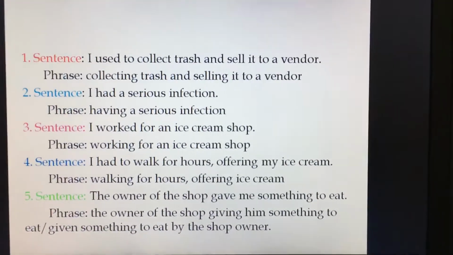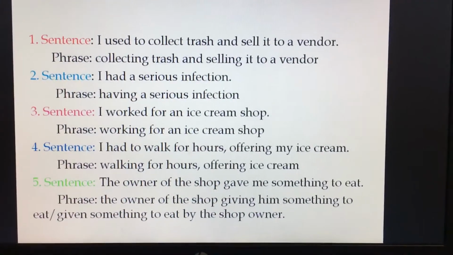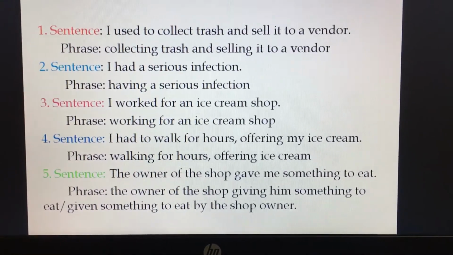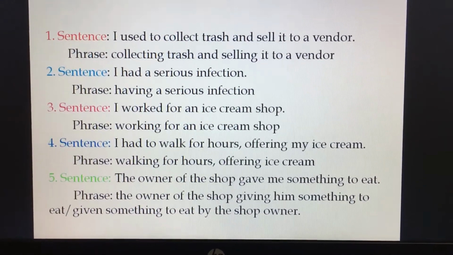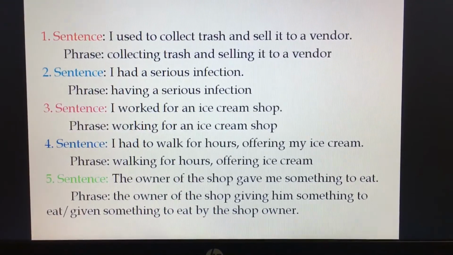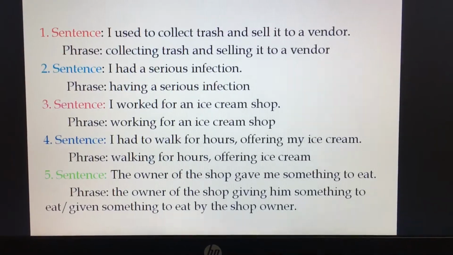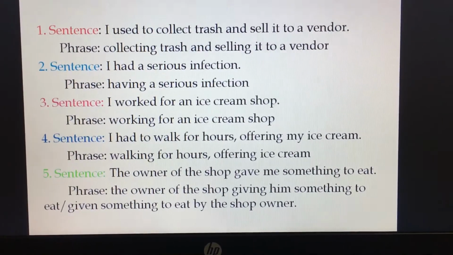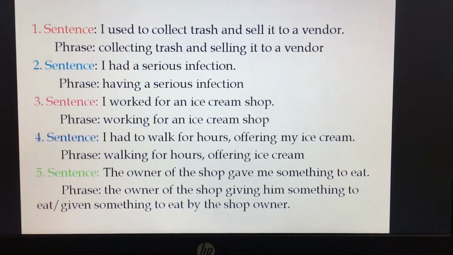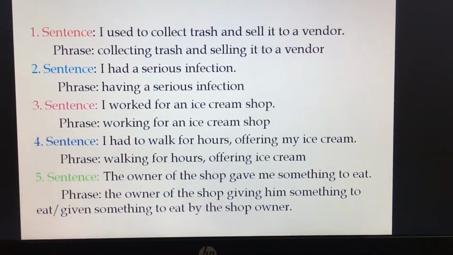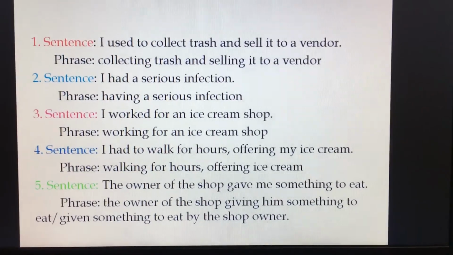These are the examples from which I would like to collect the information. First, look at the first sentence: I used to collect trash and sell it to a vendor. So you can make it a phrase like collecting trash and selling it to a vendor. Next line, I had a serious infection. So you can make it like having a serious infection. So these are the ways you can make phrases. Phrase doesn't mean idioms and phrases. You can make a phrase with anything if it is relevant to the text.